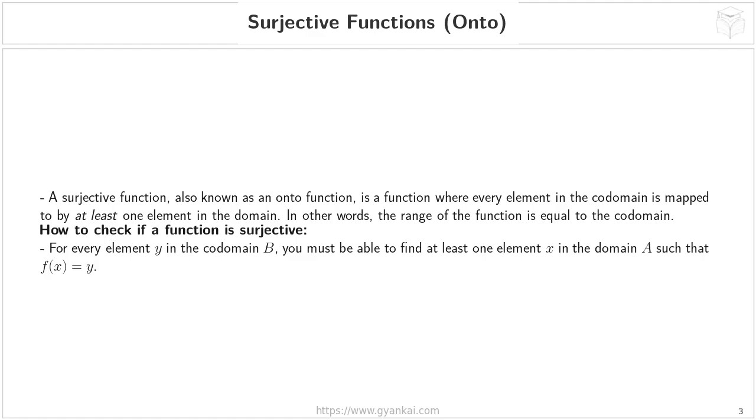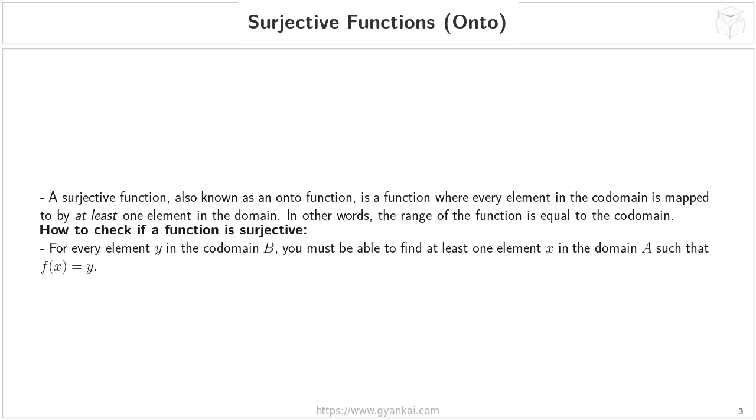Think of it like this. If you're throwing darts at a dartboard, the codomain, a surjective function means every single spot on the dartboard has a dart in it, or at least one dart. It's okay if multiple darts land on the same spot, as long as no spot is missed.